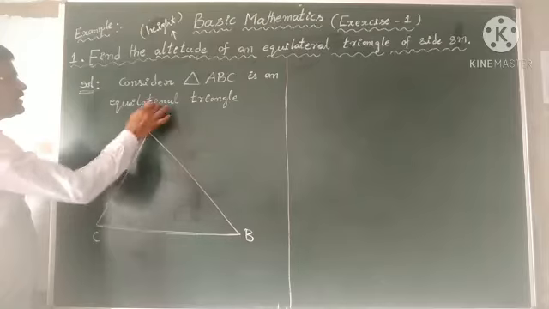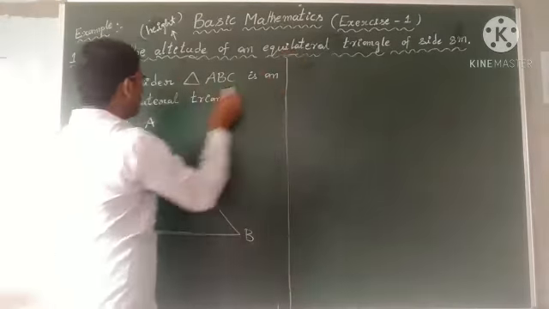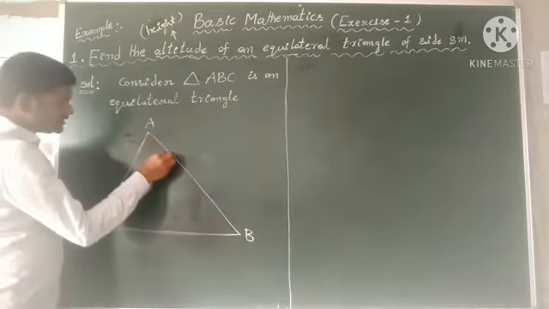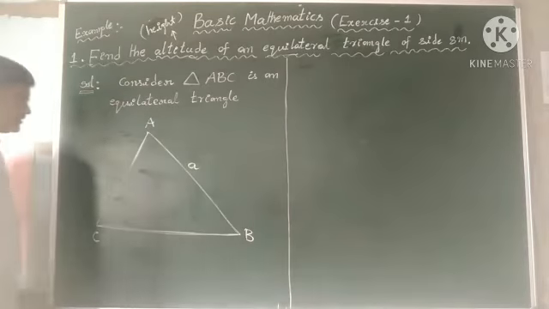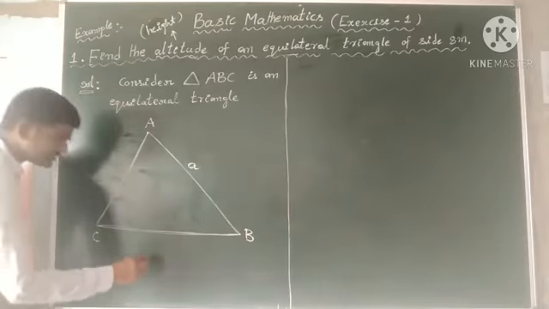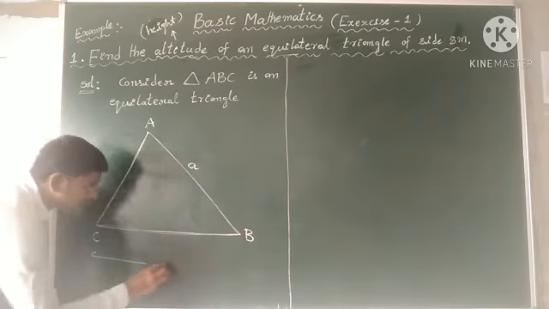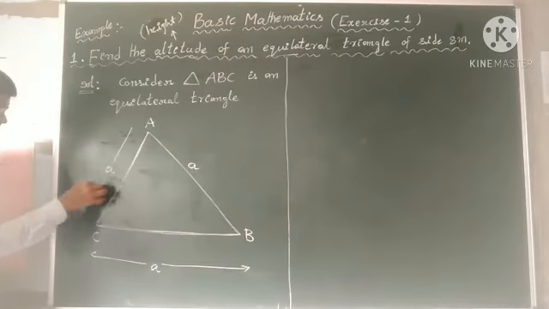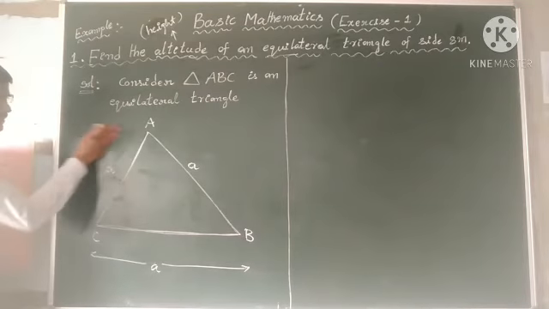We know that equilateral triangle means all sides are equal. So if side AB is A units, then side BC is also A units, and this length is also A units. So all sides are equal. Equilateral triangle means all sides are equal, we know, students.